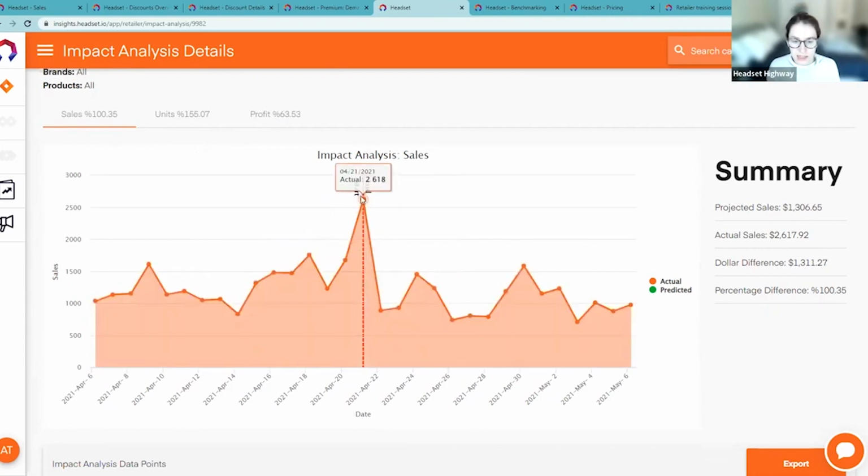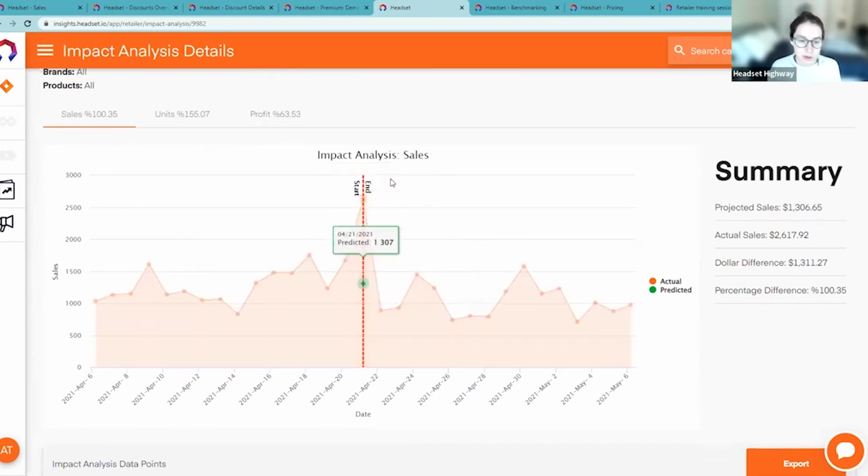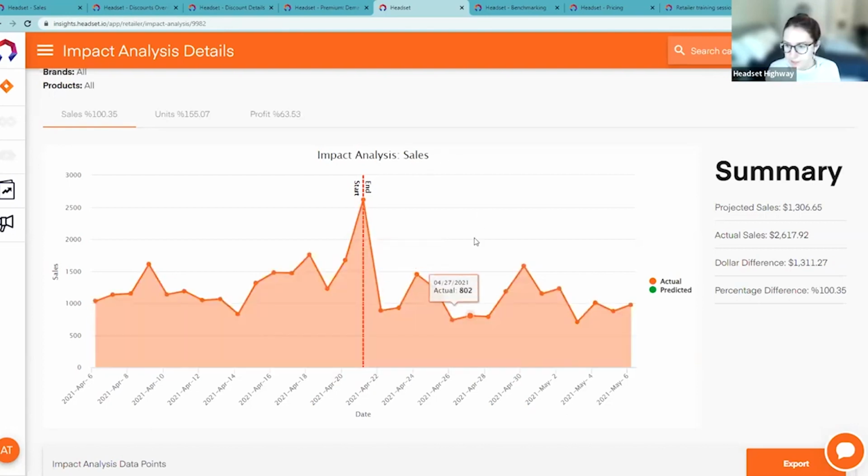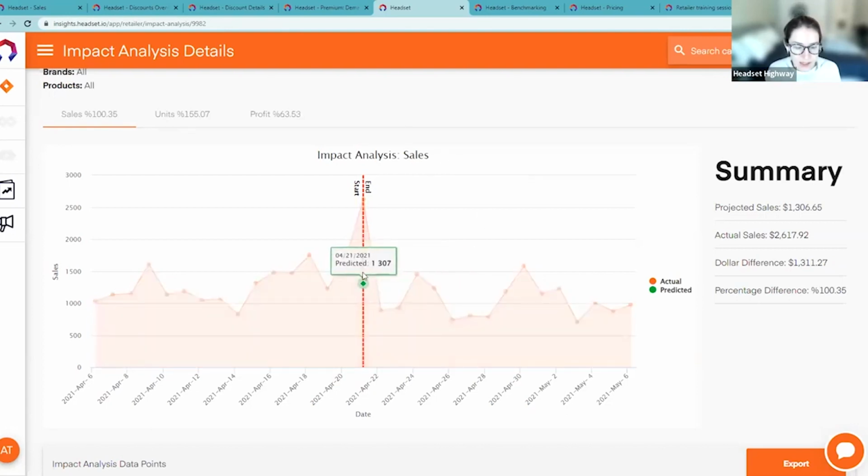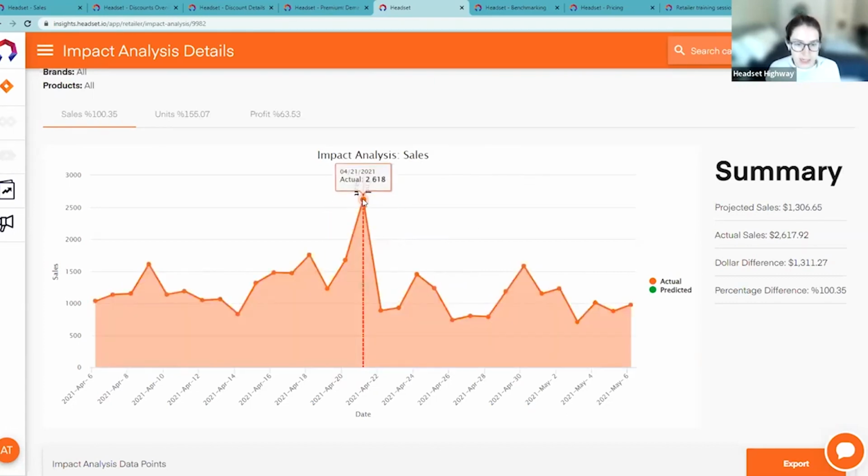The start and end date is going to be that start and end date that I chose. And then you can see here, there's a green diamond. This is what was predicted that I would do. So again, using that 2.5 years of sales, this is the prediction that Headset has given me. So predicted to sell just over 1,000. If I hover over the actual amount that I did, just over 2,500. So that's quite a difference between the predicted and the actual.